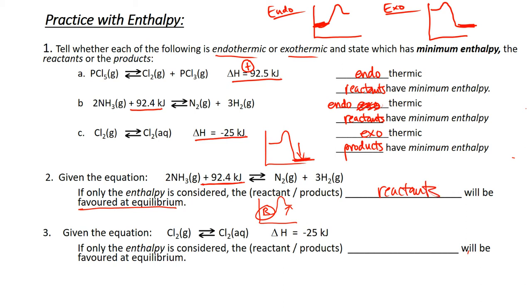Question 3. We've got a negative delta H. Negative delta H means we're decreasing by that 25 kilojoules from reactants to products. So my products are lower in enthalpy, and therefore my products are favored by enthalpy.